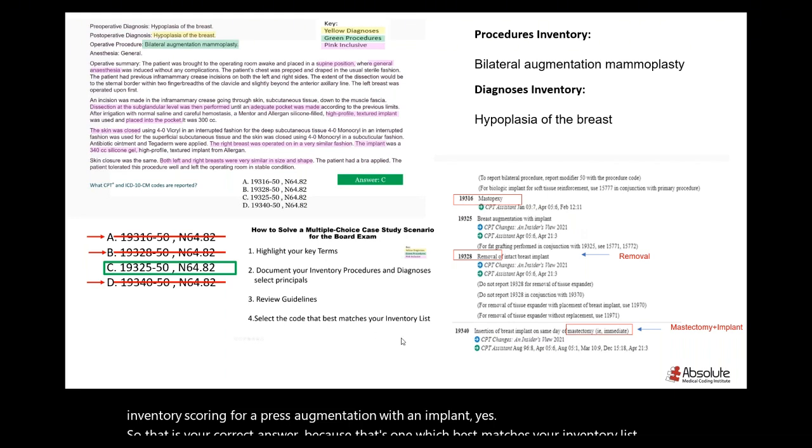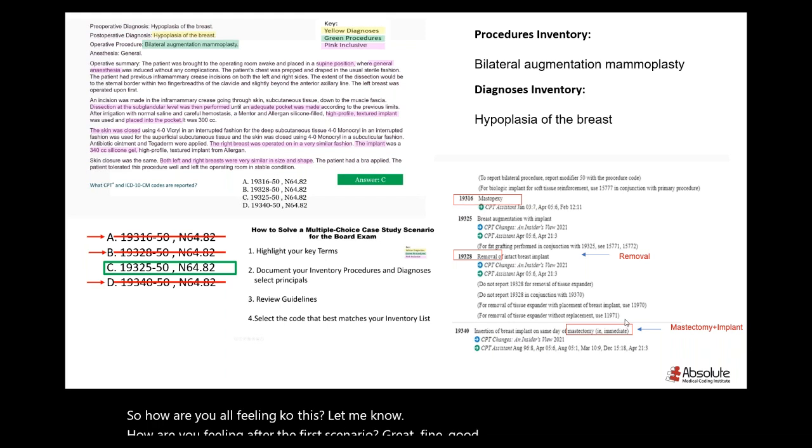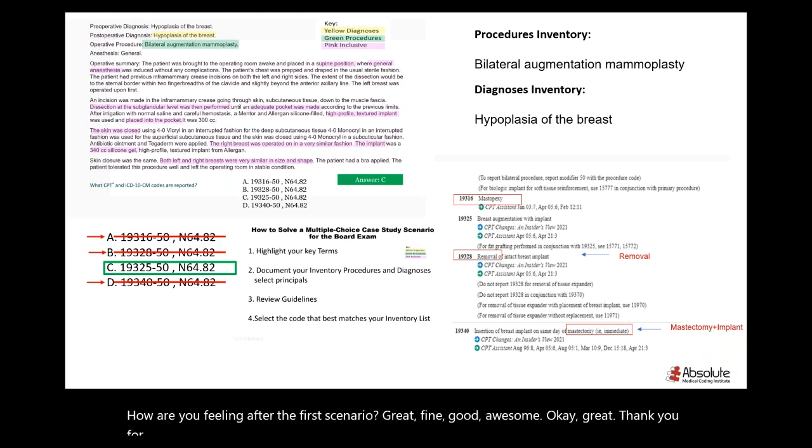So how are you all feeling, coders? Let me know. How are you feeling after the first scenario? Great, fine, good, awesome. Okay, great. Thank you for letting me know. So let's move on to the second scenario, or second challenge. You all did a great job here. Congratulations. So let's move on to the second one.